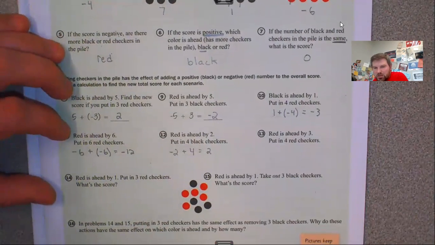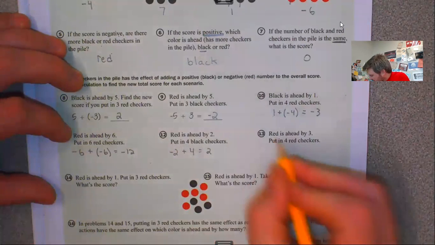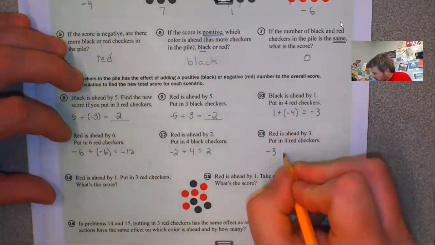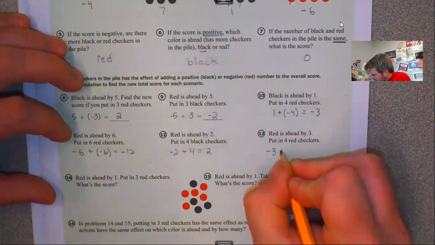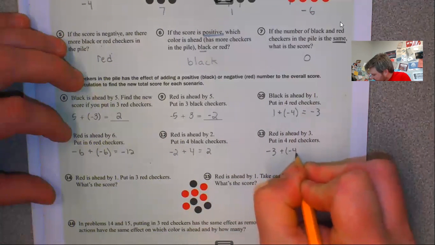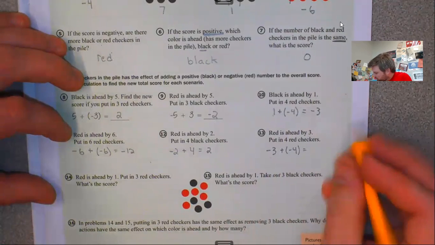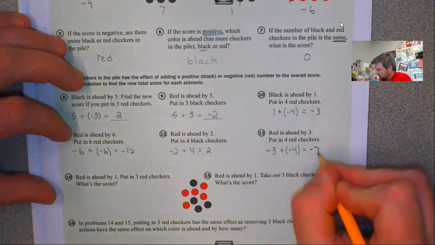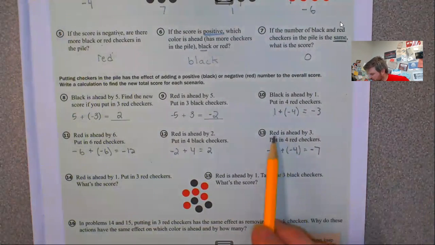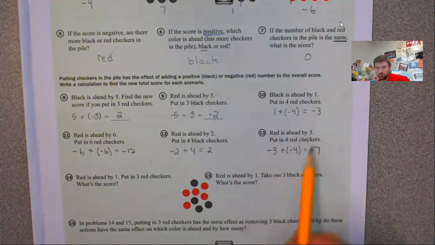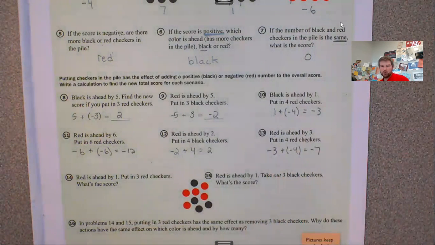Red is ahead by 3. So red is negative, so -3. You're going to put in 4 red checkers, so plus a -4. So here you have -3 plus -4 for a total of -7. And you can go up here to the reading. You have 3 red checkers and 4 red checkers. You have a total of 7 red checker pieces, which, since red is negative, is -7.